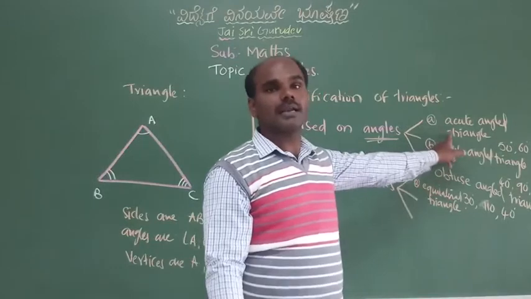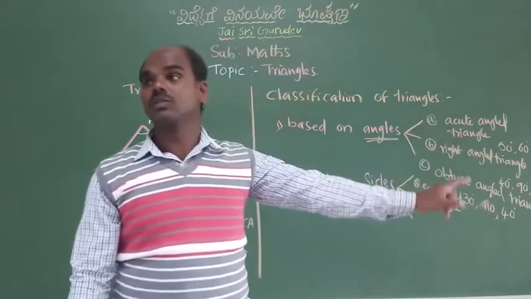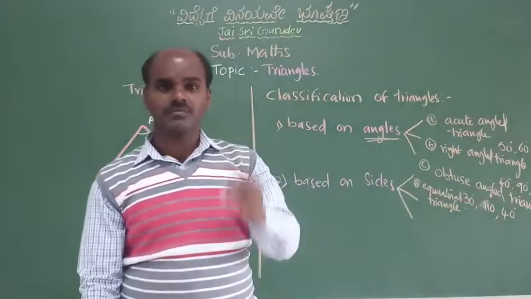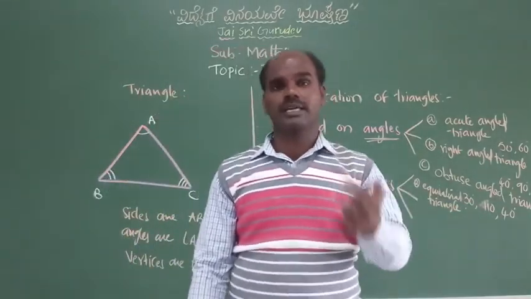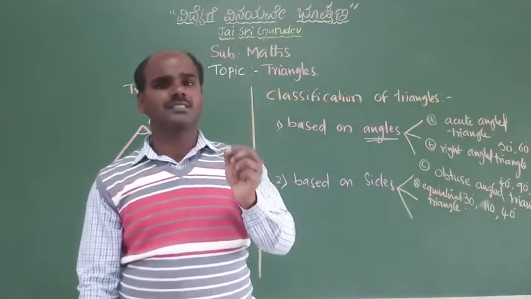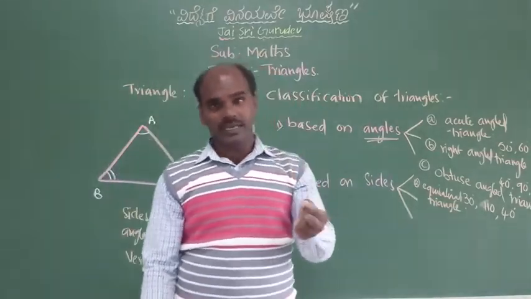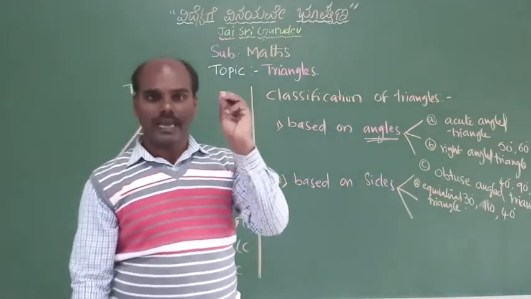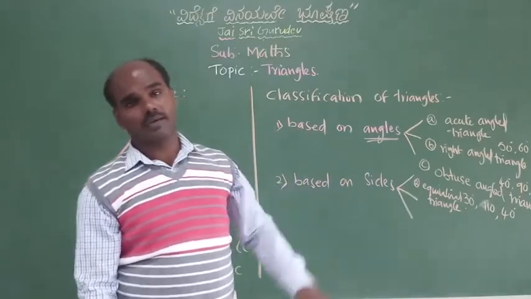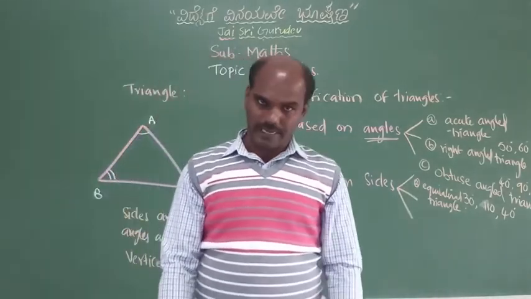Acute angle triangle. Yes or no, children? Each angle is 60, 60, 60. 60 plus 60 is 120, and 120 plus 60 is 180. 60 degrees is which type of angle, children? Acute angle, no? So that's why an equilateral triangle can also be called an acute angle triangle.